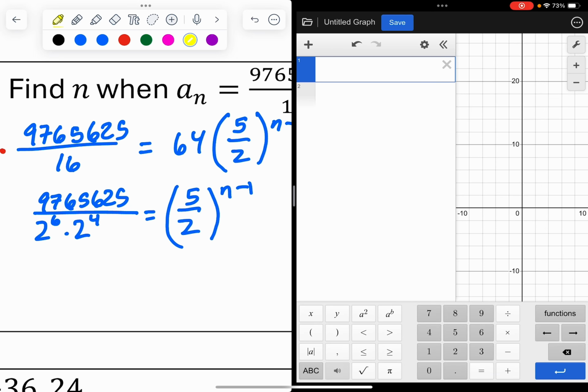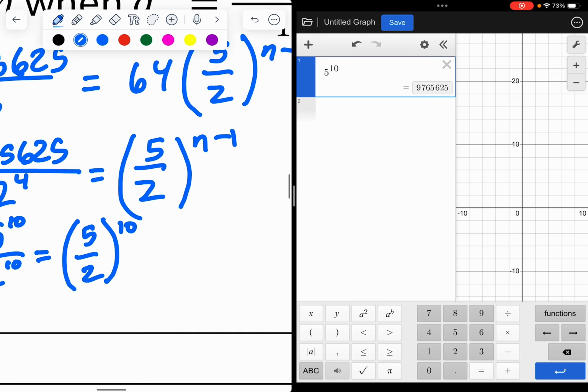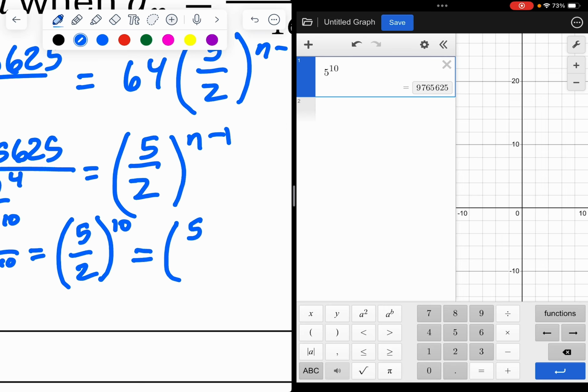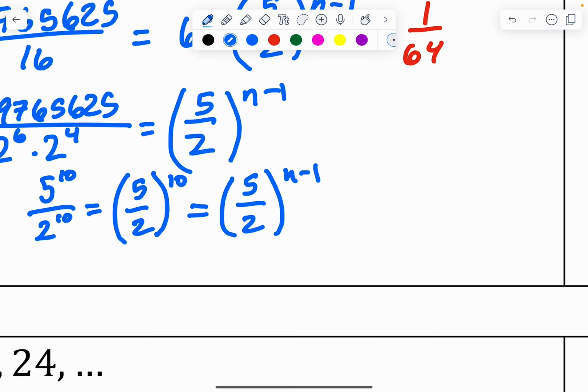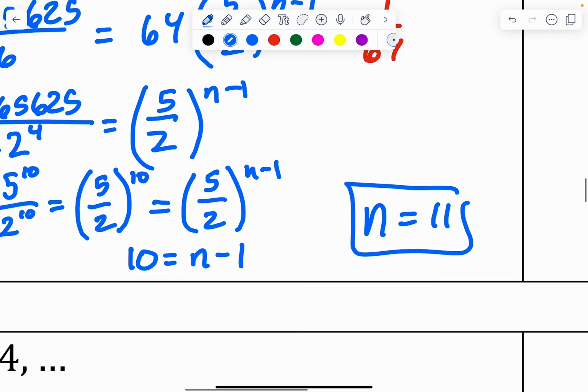So let's see. We just said 5 raised to the 10th power. Oh, look at that. This is lovely. So we have 5 to the 10th over 2 to the 10th, which we could write as 5/2 all raised to the 10th, which is equal to 5/2 to the n minus 1. And so now, since our bases are the same, we can set the exponents equal. 10 is equal to n minus 1, so n would be equal to 11. A little bit of a beating, but we made it.